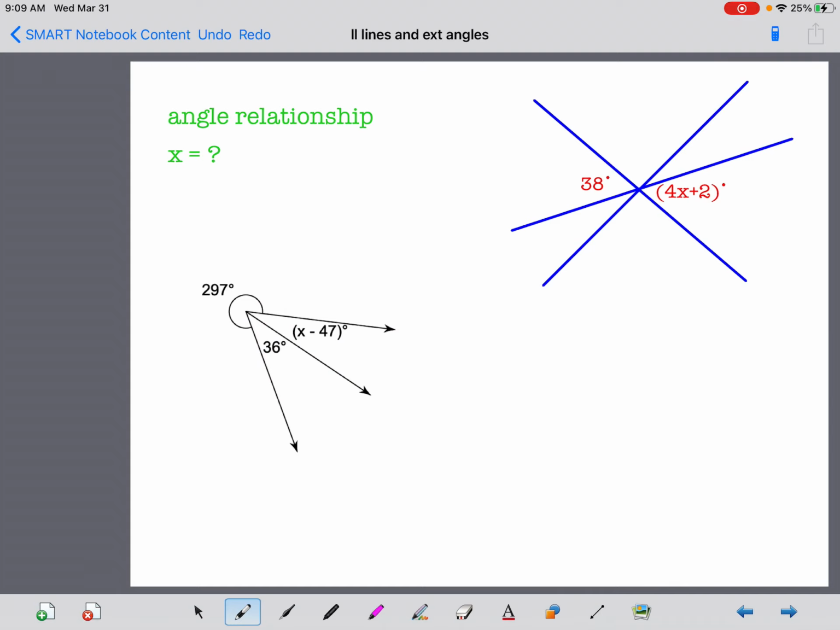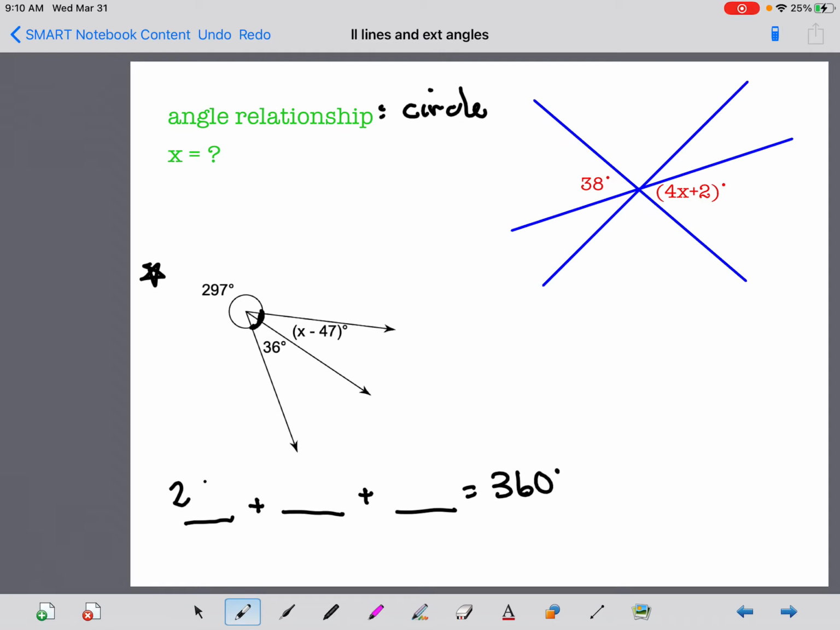All right, here's some other examples that I want to go over. Just some different kinds of angle relationships that you might see. We're going to do this one first, right here. The angle relationship here, hopefully you can see, those angles are going to form a circle. So here's an example of angles that form a circle. I'm going to take my 3 angles, and those 3 angles have to add up to 360 degrees.